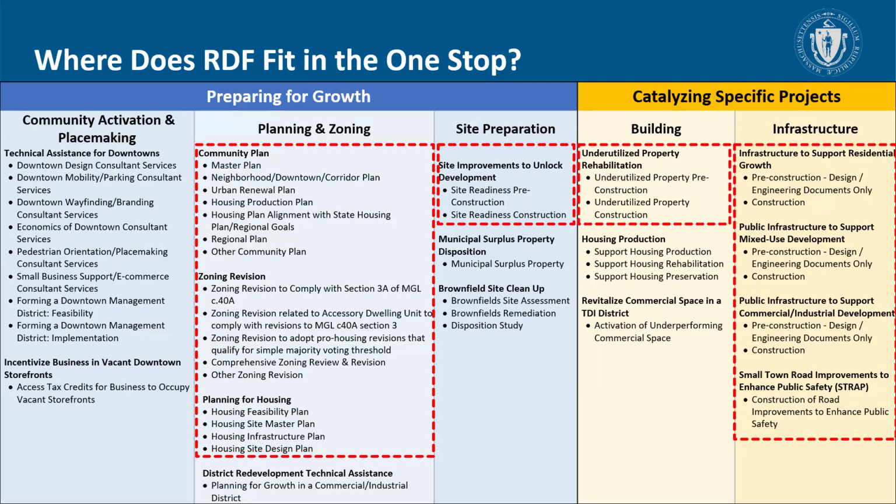This is the One Stop's development continuum, with the red boxes marking those categories and project types reviewed by the Rural Development Fund. On the Preparing for Growth side, RDF considers applications in the planning and zoning and site preparation categories. In the planning and zoning category, RDF considers a variety of community plan, zoning revision, and planning for housing projects. Under site preparation, applications that fit into the site improvements to unlock development category will be reviewed by RDF. On the catalyzing specific project side of the development continuum, under the building category, only underutilized properties rehabilitation projects will be considered, and all infrastructure project types are eligible.